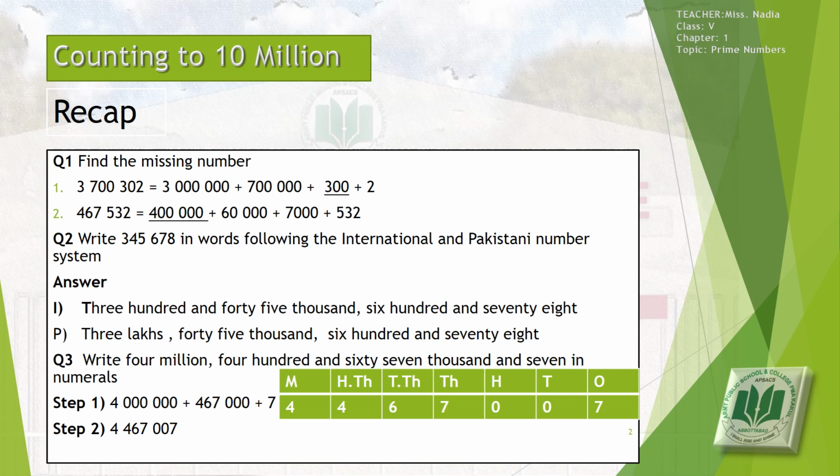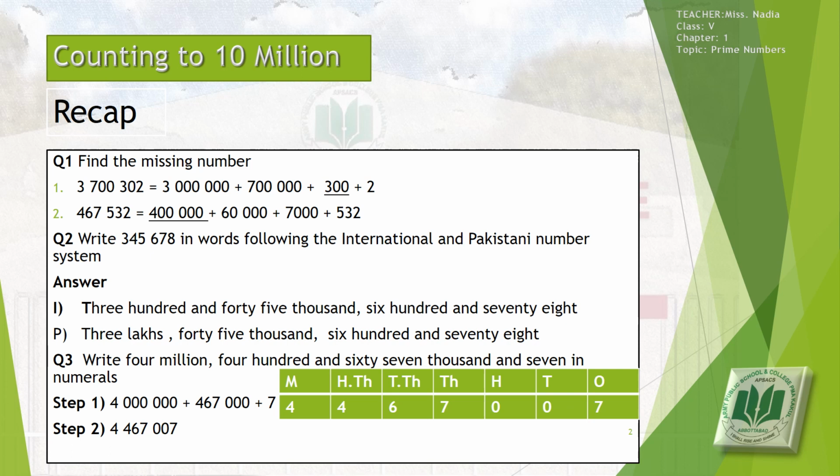Second digit 7 is in 100,000 place. So the second number is 700,000. 10,000 and 1000 digits are missing. And the next digit 3 is in 100 place. So here the answer is 300. Second number is 467,532. Here the first digit 4 is in 100,000 place. So the correct number is 400,000.